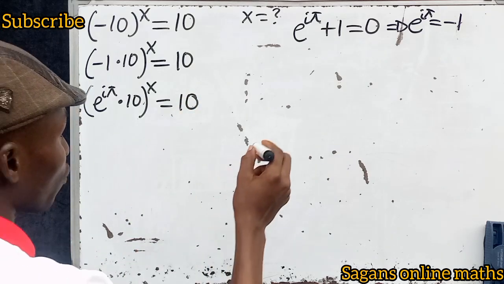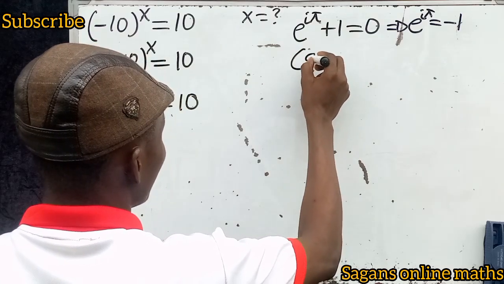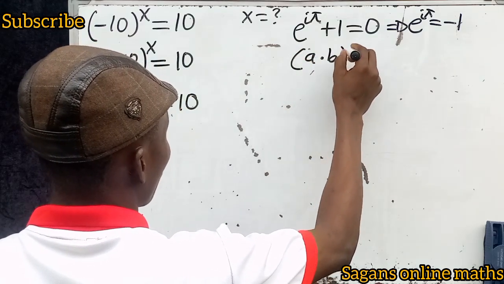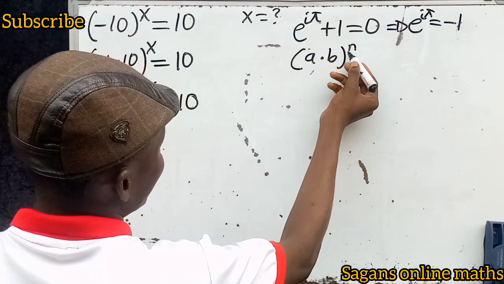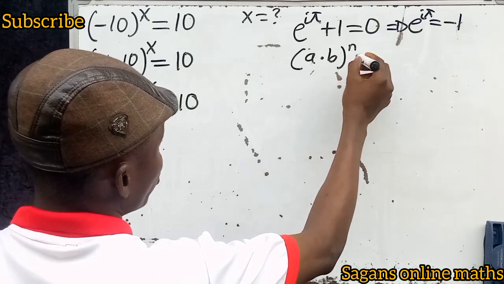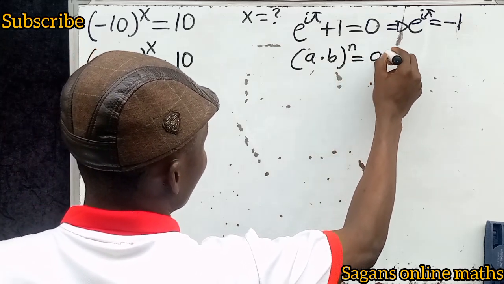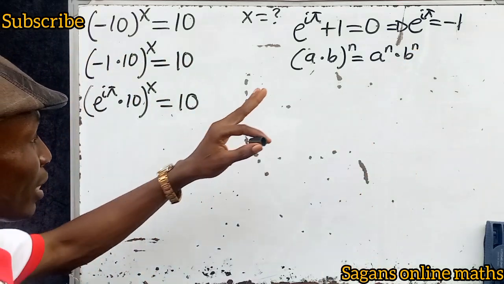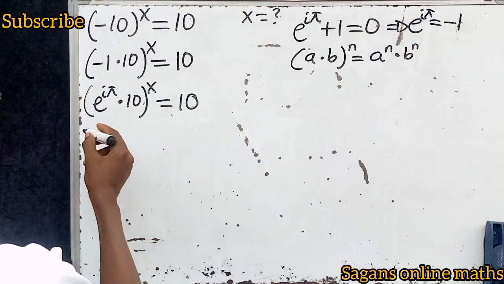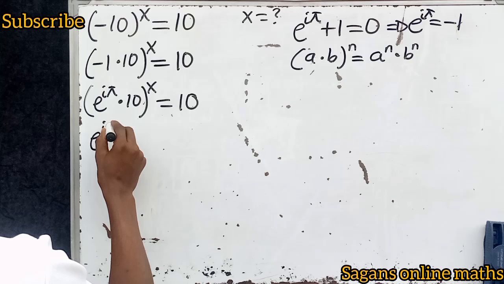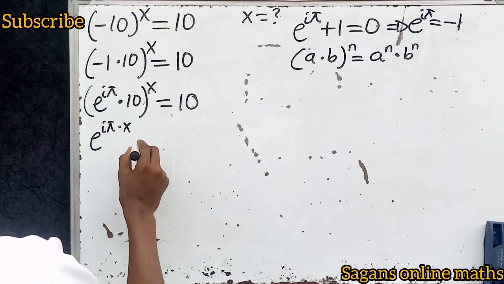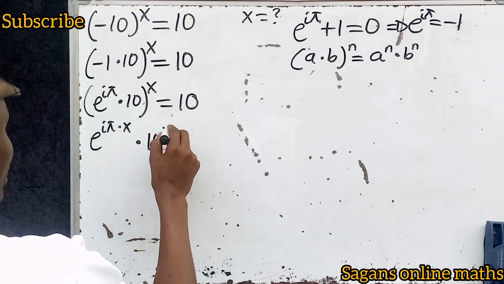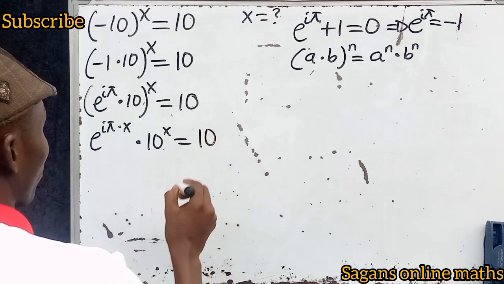Now I want you to understand that if you have the property of (a × b)^n, it means that this power is affecting everything inside the parentheses. So this will be equal to a^n multiplied by b^n. If this property is true, then this is e^(iπx) multiplied by 10^x equals 10.